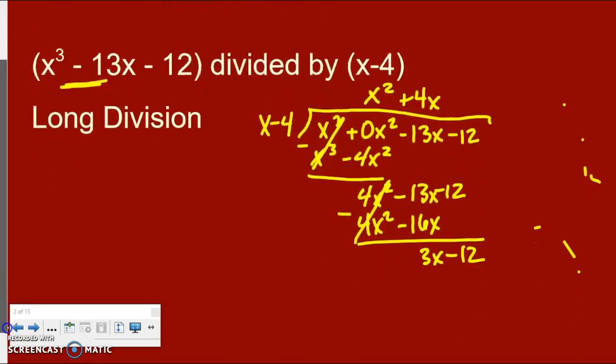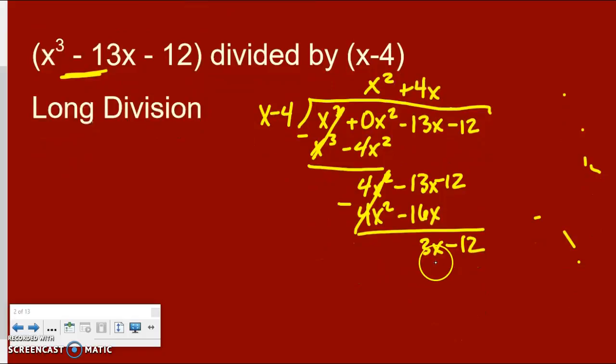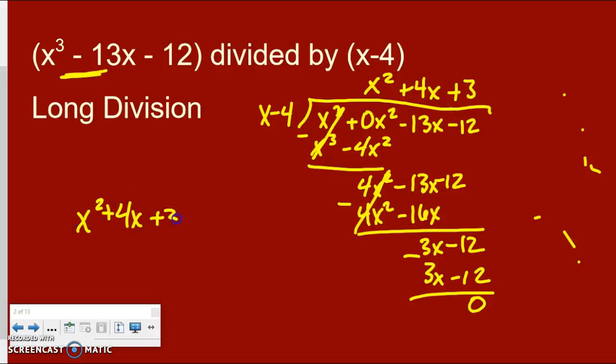Now we can almost finish the problem. What times x gives you 3x? Well, that's a 3. 3 times x is 3x. 3 times negative 4 is negative 12. Subtract and you get 0. So your remainder is 0. But you don't get to keep your answer like this. You have to go off to the side and say that my answer is x squared plus 4x plus 3.